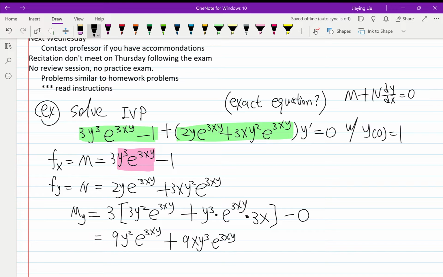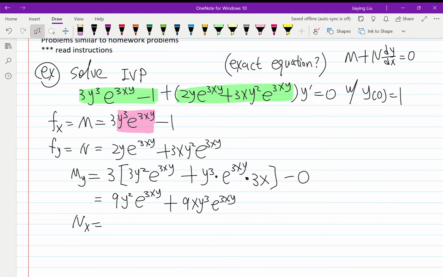So that's the partial derivative of m with respect to y. We have to do the same thing for the next part. So n sub x. Now we look at the n, we take the derivative with respect to x. If we have a 2 there, that's a constant. If we have a y, that's also a constant, right? So those two don't get involved. We just look at the exponential term.